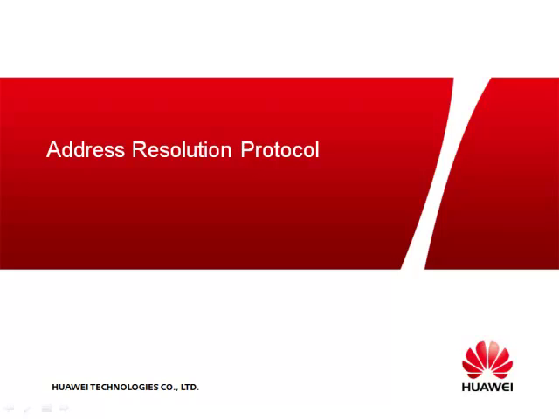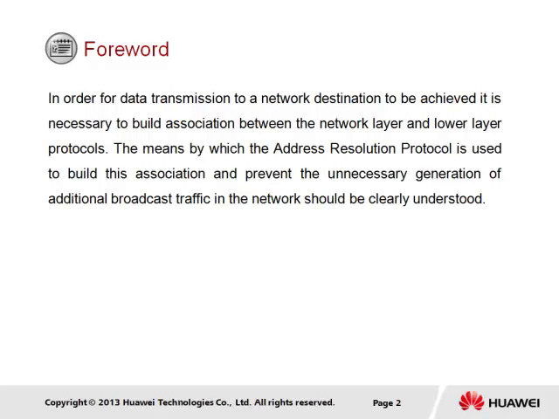This section introduces the address resolution protocol and its role as part of network layer operations. So in order for data transmission to a network destination to be achieved, it is necessary to build association between the network layer and lower layer protocols. The means by which the address resolution protocol is used to build this association and prevent the unnecessary generation of additional broadcast traffic in the network should be clearly understood.